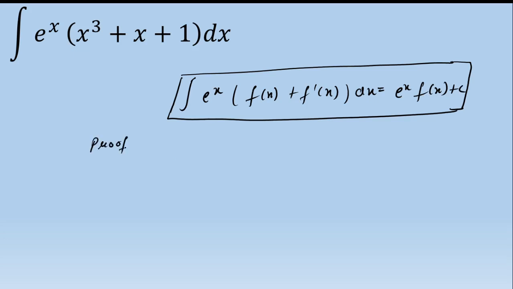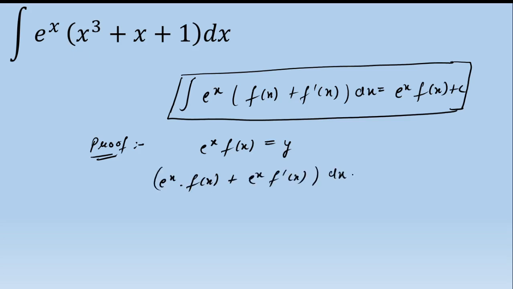So the proof is really simple. If you take e raised to power of x multiplied by that function f of x as y, and if you differentiate, using product rule I'm differentiating, you'll get e raised to power of x multiplied by f of x plus e raised to power of x multiplied by f dash of x, whole multiplied by the differential d of x is equal to d of y. Now when you take e raised to power of x common, you will get e raised to power of x multiplied by f of x plus f dash of x. F dash of x is f prime, its derivative, multiplied by d of x is equal to dy.